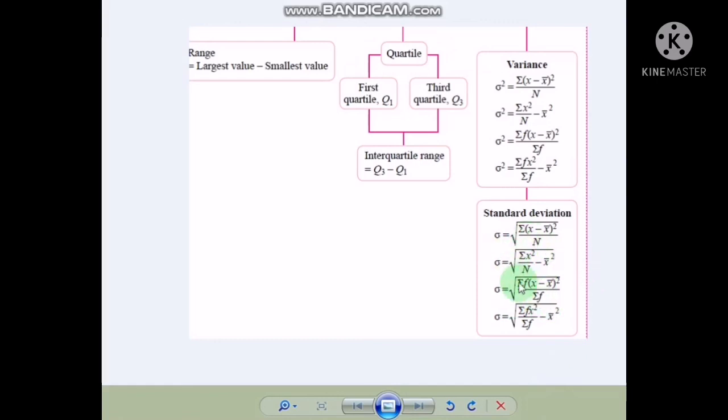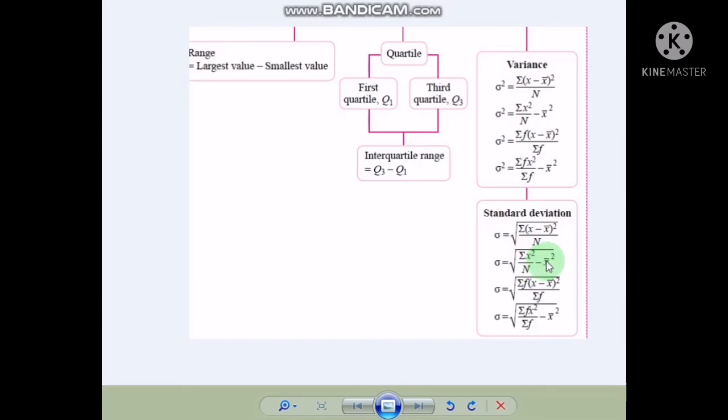Just now this one cannot be used because there is frequency. This one also cannot be used, and this one can be used, but this is the easiest formula for you to use. So in order to find the standard deviation, you need to find first the total sum of x square.